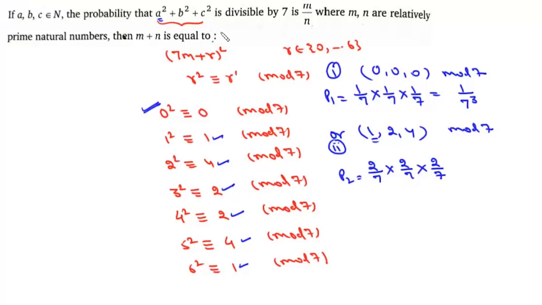And out of these A, B and C, anyone can have 1, 2 and 4. So we can distribute it in factorial 3 ways. So it will be 48 upon 7 cube. So this required probability is the sum of these two, which is 49 by 7 cube, which is nothing but 1 by 7, and that's your m by n. Now the value of m plus n is simply 8. So the answer to this question is 8.